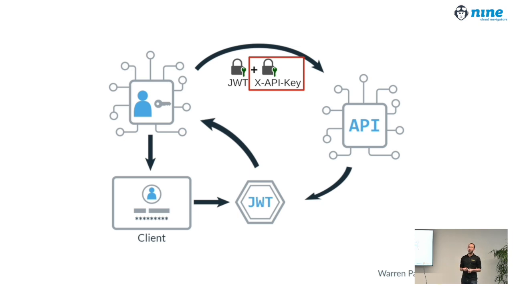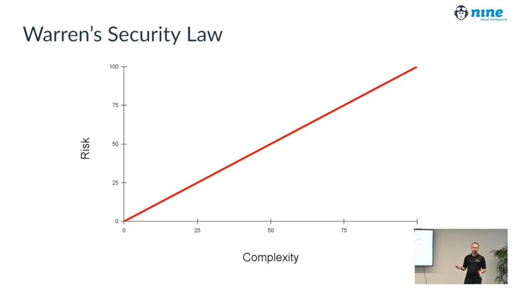For instance, requiring an additional header. For lack of a better name, I call this additional unnecessary complexity warrants security law. But if you have a better name, please let me know. Vulnerability increases as system complexity increases. So I don't think this is that far-fetched.